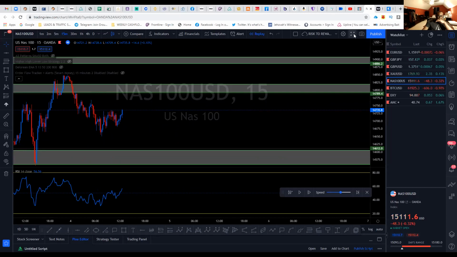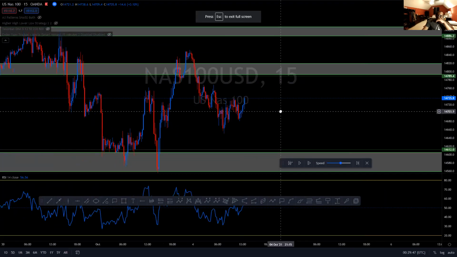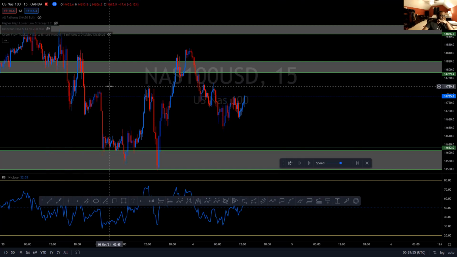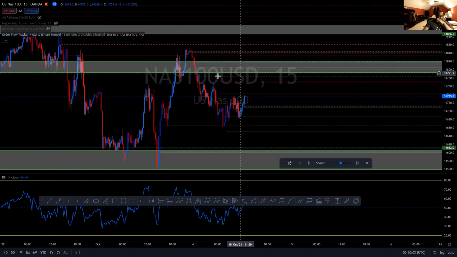So now, at this point, what I'm going to want to do is, let me push my lamp back a little bit so I kind of see my indicator. So then I'm going to turn on, now this is the order flow tracker indicator. So this is going to show us all the order blocks. So I'm going to give you a little bit of a background.